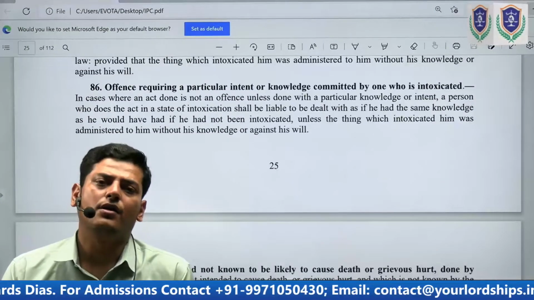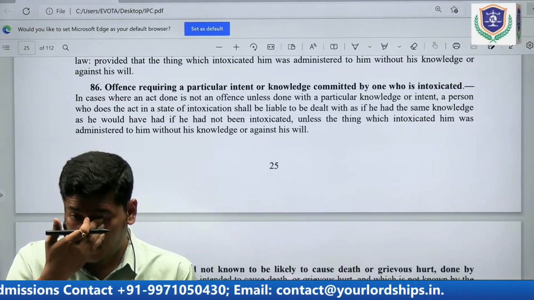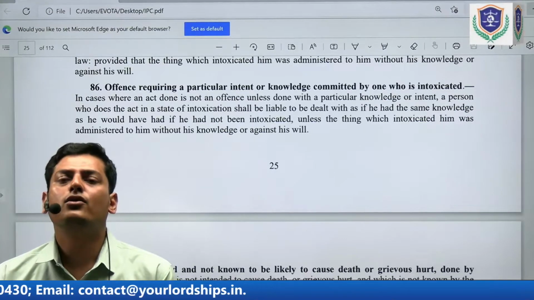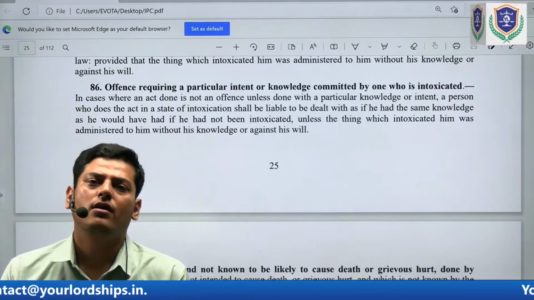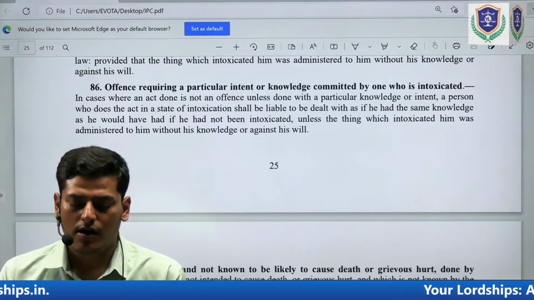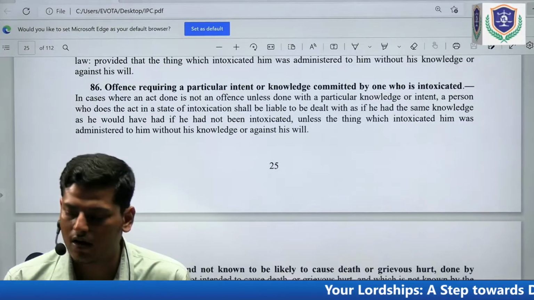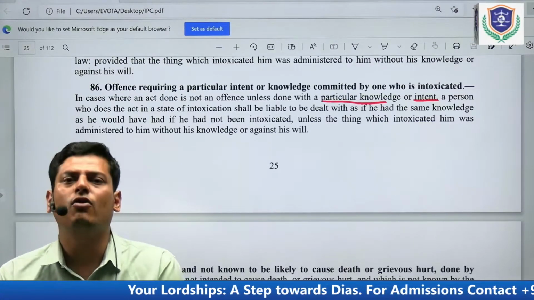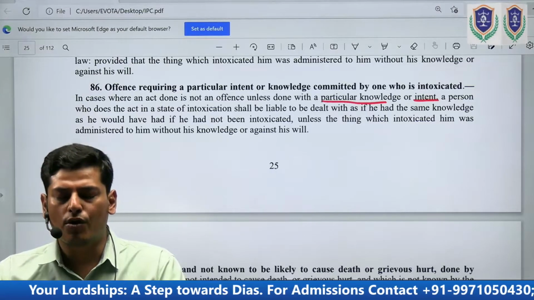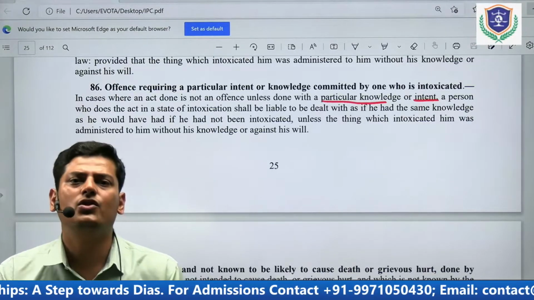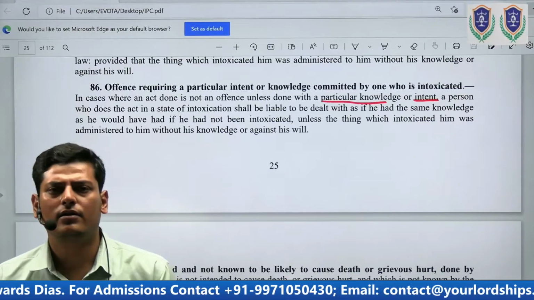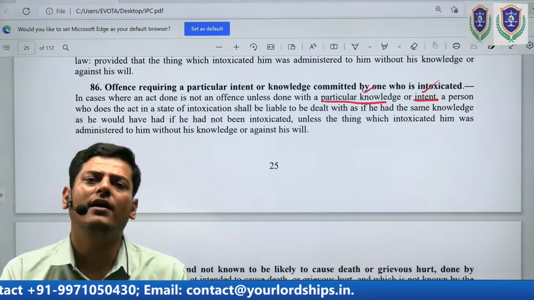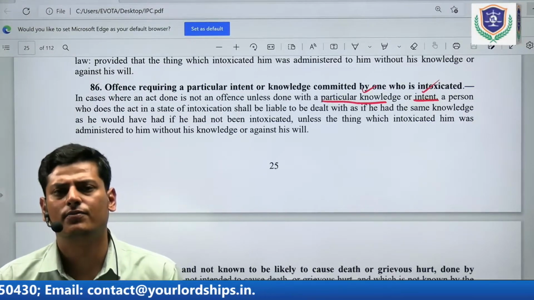Then we have Section 86. Section 86 simply says that there might be a situation, or there might be certain offense which requires specific knowledge, a particular knowledge, or particular intent, which is there as an ingredient of that offense. Meaning, in constituting that offense itself, knowledge and intent are required. Knowledge and specific intent is itself an ingredient of a certain offense.